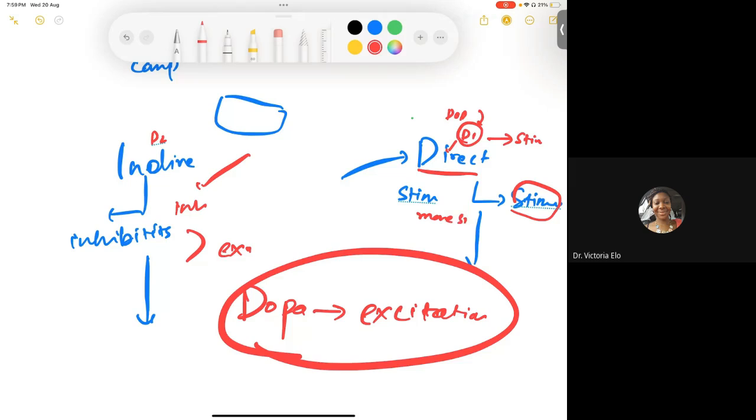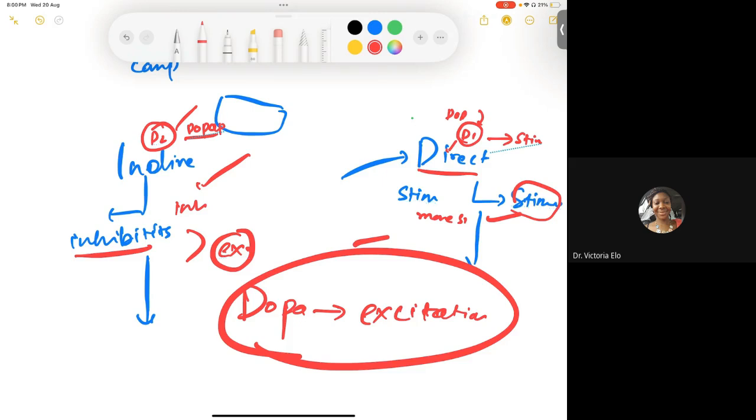While on the other hand, we have D2 receptor. Whenever dopamine acts on D2 receptor, what happens? We are basically causing inhibition. So this is an inhibitory pathway. If I'm inhibiting an inhibitory pathway, it means it's excitation in the end. So in both of the pathways, it's causing excitation.